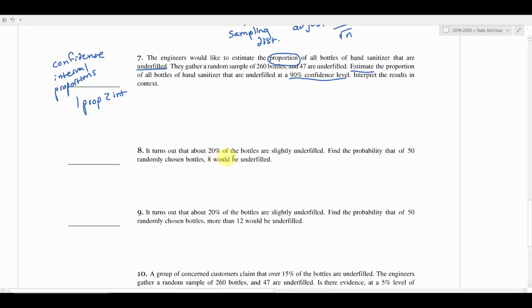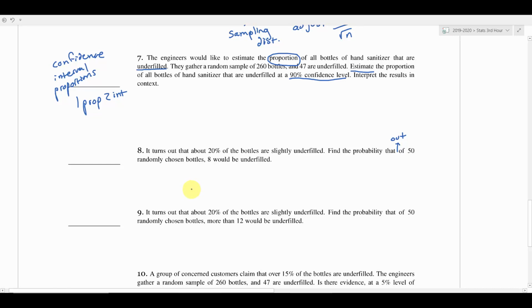So it turns out that 20% of the bottles are slightly underfilled. Okay, so we're just going to go ahead and accept that 20% of bottles are going to be slightly underfilled. Sounds fine. Find the probability that out of 50 randomly chosen bottles, 8 would be underfilled. Okay, so 20% probability, that should say out of 50 randomly chosen bottles, 8 would be underfilled. Sorry about that. I hope that wasn't too confusing. But we want to find the probability that 8 out of 50 would be underfilled.